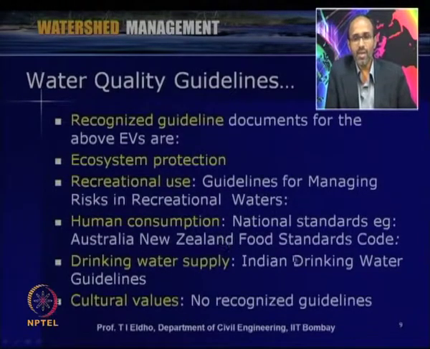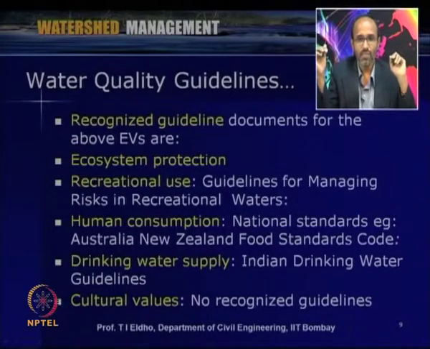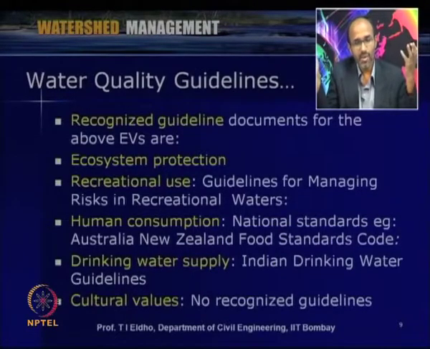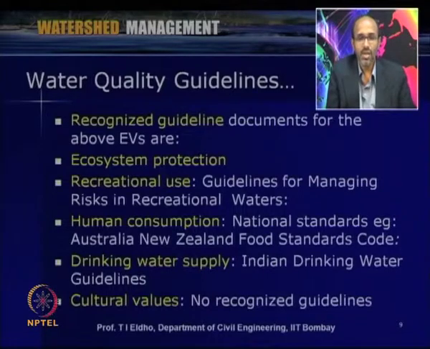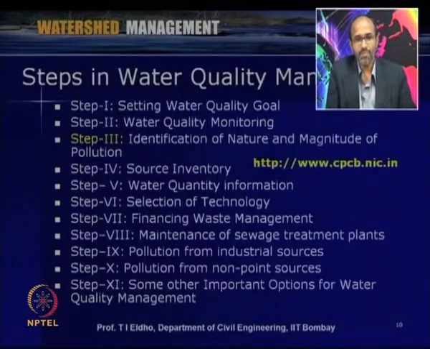Then drinking water supply, for example the Indian drinking water guidelines: we can come up with specified guidelines, and then we can see whether these guidelines are met or not. And as far as cultural values are concerned, if required we can come up with specified guidelines, but generally we have to see what qualities are met with respect to certain standards; strict regulations are not set for cultural values.